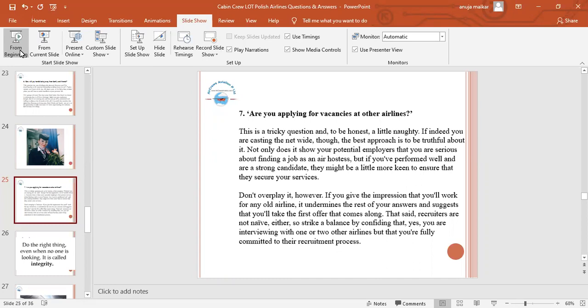At the same time, cover yourself, you need to show that yes, I will be very dedicated to the company which I am hired for. So don't overplay it. However, if you give the impression that you will work for any old airline, it undermines the rest of your answers and suggests that you will take the first offer that comes along. That said, recruiters are not naive either. So strike a balance by confiding that, yes, you are interviewing with one or two other airlines, but that you're fully committed to their recruitment process. Yeah, you need to show that you are very honest.